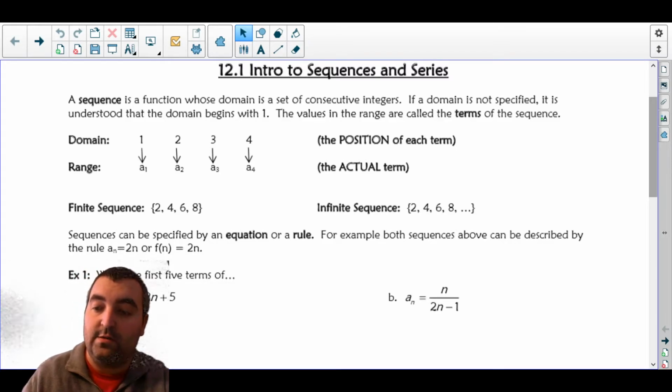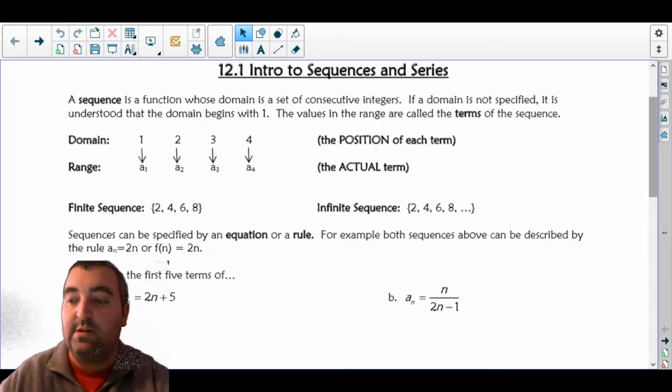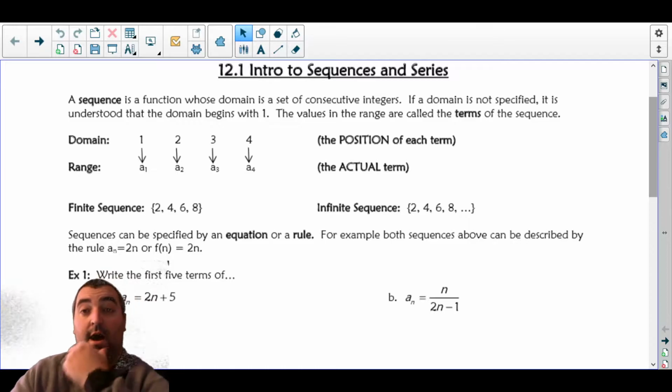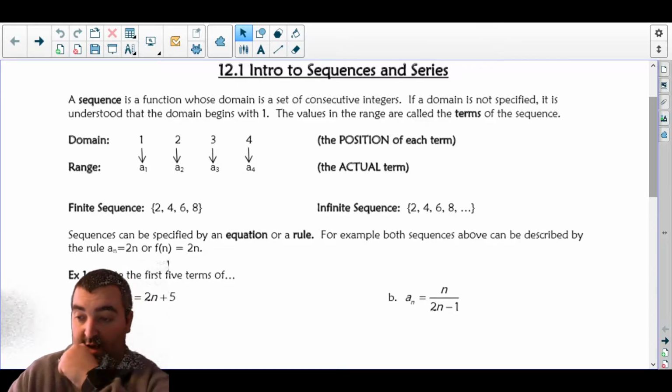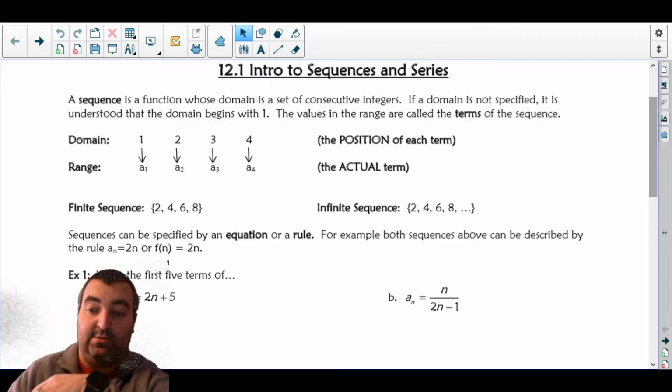Today we are going to start things off with just a little introduction to sequences and series. So the first thing will be just a couple definitions. A sequence is a function whose domain is a set of consecutive integers. If a domain is not specified, it is understood that the domain begins with 1. The values in the range are called the terms of the sequence.